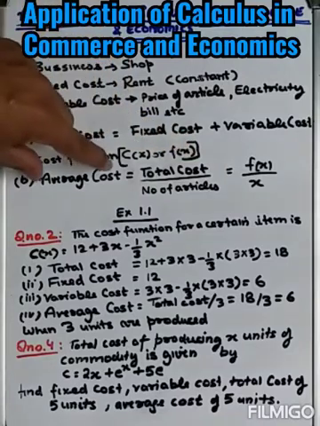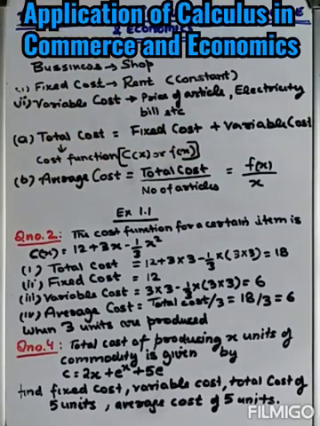To find the average cost, suppose in the case of a mobile shop, what will be the average cost? Suppose you have bought 100 mobiles. The cost of one mobile is 10,000. So 100 multiplied by 10,000 will be the cost of the mobiles, plus the rental value.